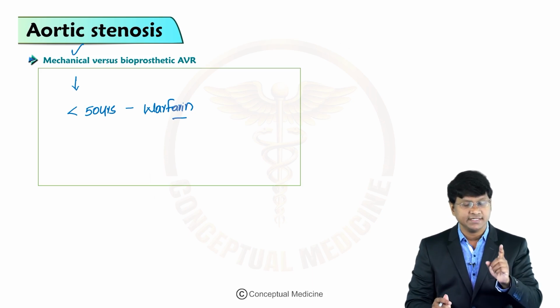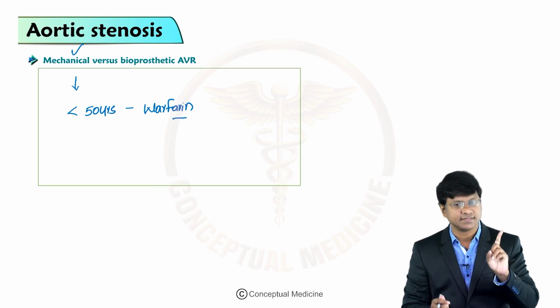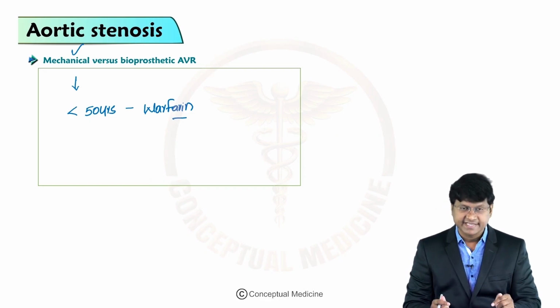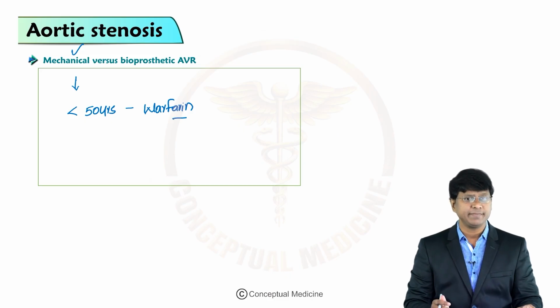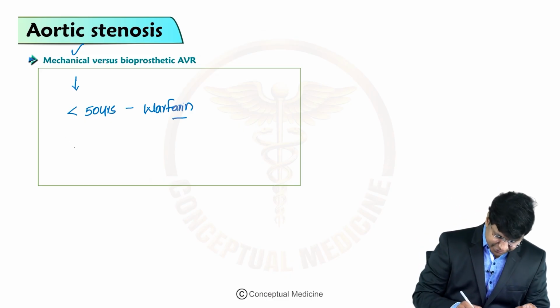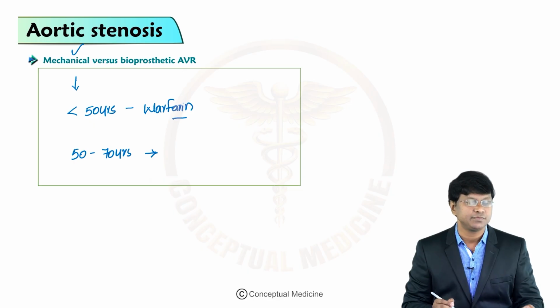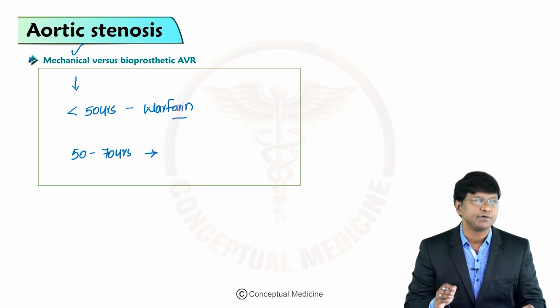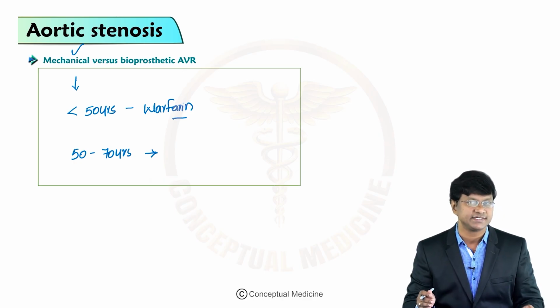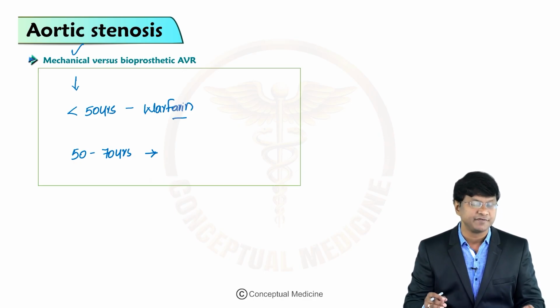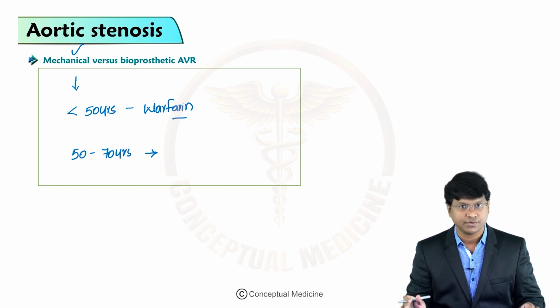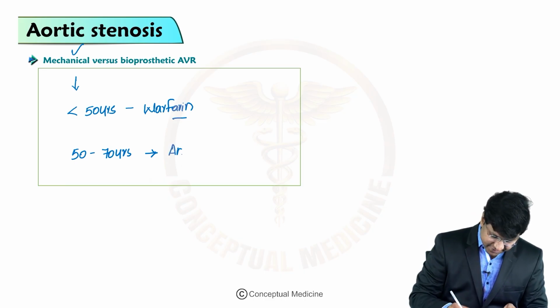So more than or equal to 70 years, that is bioprosthetic valve, and less than 50 years, that is mechanical valve. Then what about the age group between 50 and 70 years? Either type of valve is acceptable between the ages of 50 and 70 years, depending on the patient's preference and any issue with warfarin usage. So any valve is acceptable.